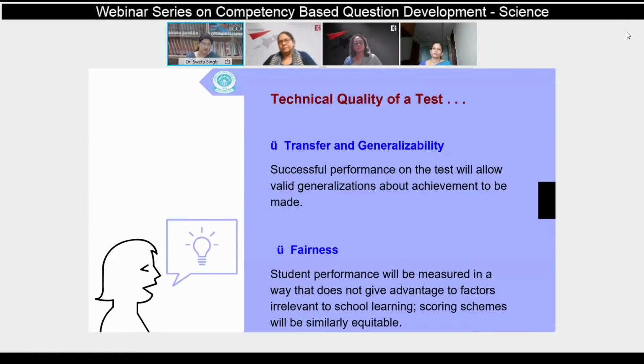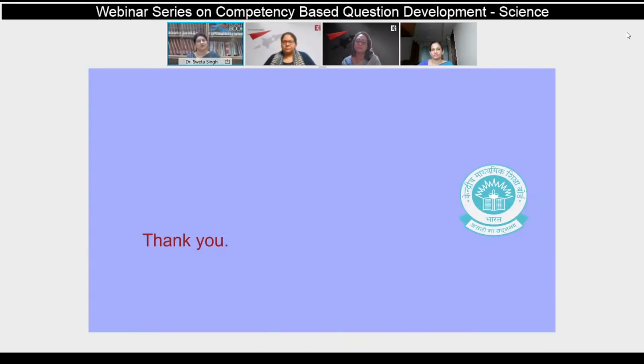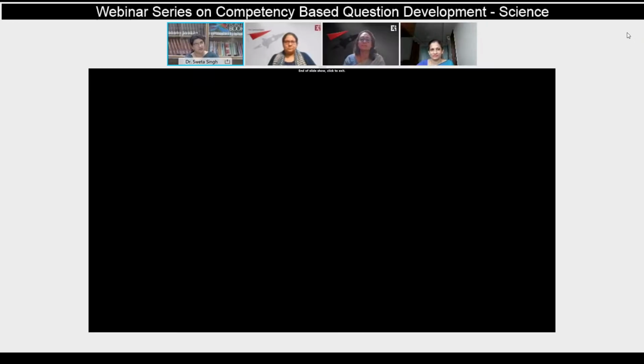Also, the scoring key, the marking scheme, should be equitable. And the last is reliability, which we spoke about earlier also. Answers to test questions should be consistent. They can be trusted over a period of time. They should represent what the student knows. So here I end my presentation, and I would like to invite Hemlata ji.